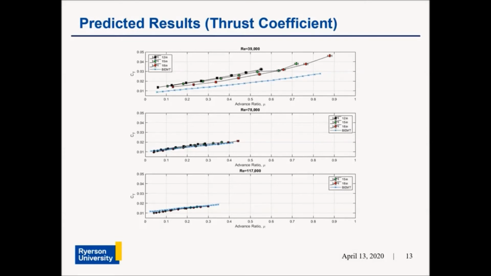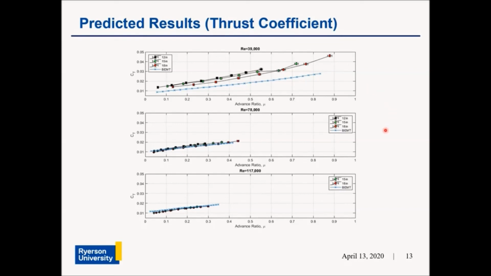The next two slides present the BMT predictions with the experimental values for the thrust and pitching moment coefficients. This slide presents the predicted and experimental results for the thrust coefficient versus the advance ratio for the three Reynolds numbers of 39,000, 78,000, and 117,000. Observing the first plot corresponding to a Reynolds number of 39,000, it is seen that the prediction underestimates the experimental results for the thrust coefficient for the full range of advance ratios.